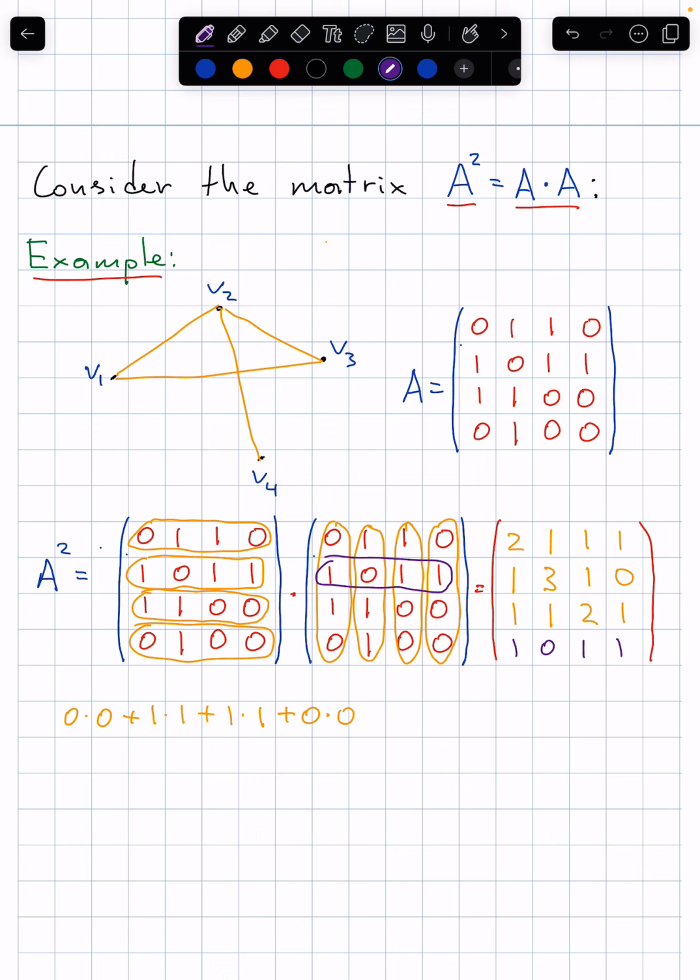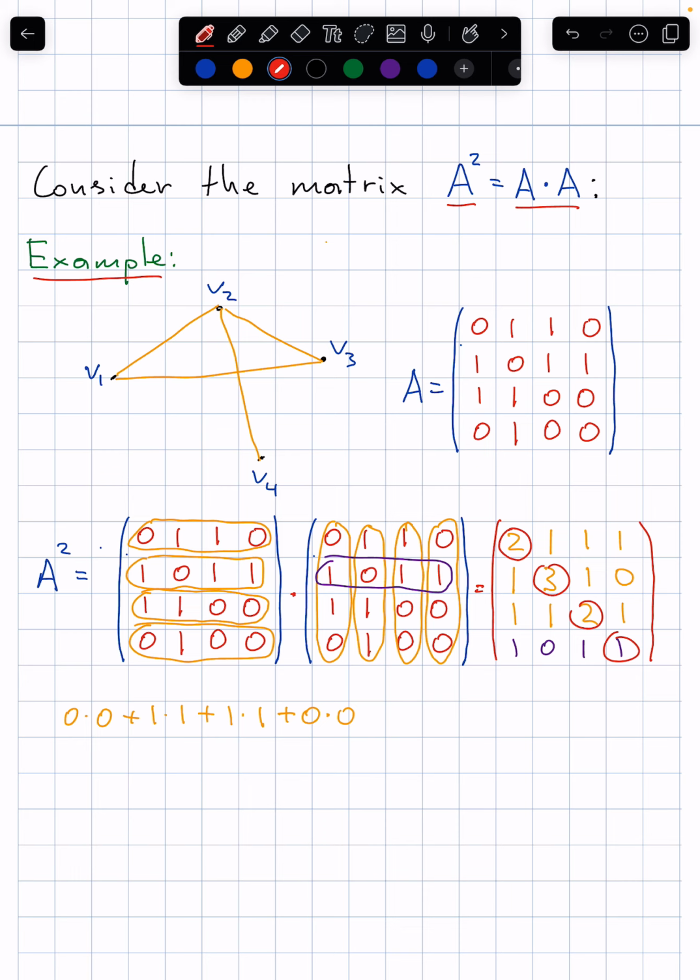That's how we multiply matrices. Now this matrix A squared has some interesting properties. It turns out that the entries of this matrix have some important meaning in terms of the graph. First, let's look at the diagonal values here. This is 2, 3, 2, 1. Those values are exactly the degrees of our graph, right?